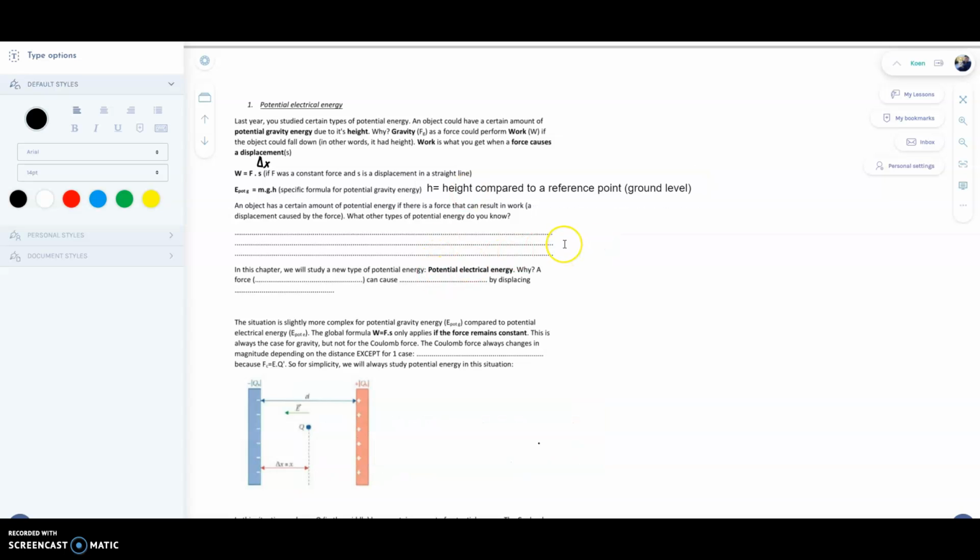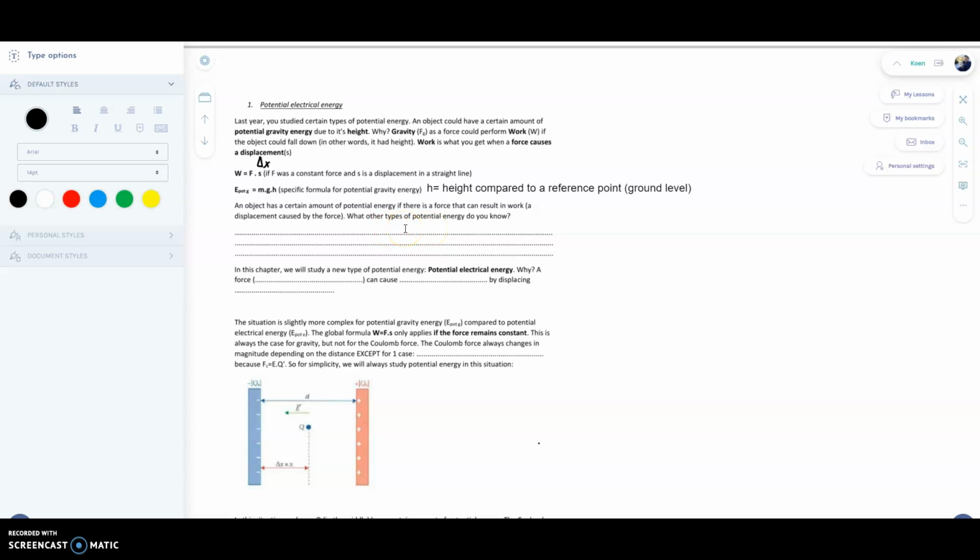This already makes it sort of different with electrical energy because we are going to have to discuss what we consider to be our reference point in these cases. For gravity, obviously, that's your ground level. It's going to be different for electrical energy. An object has a certain amount of potential energy if there is a force that can result in work, or a displacement caused by force.